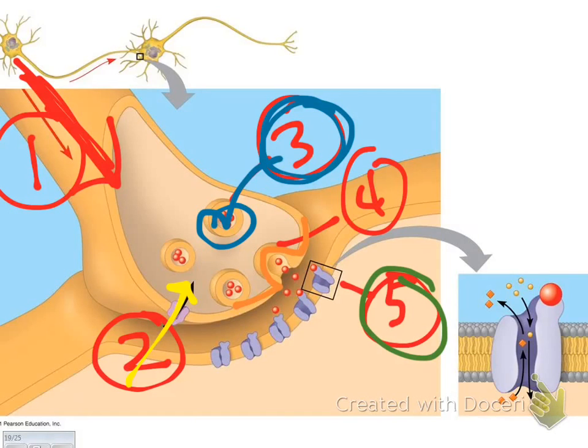Okay, somebody tell me what's going on at 5. Neurotransmitter binds to the receptor protein, opens the gate, and the next neuron is depolarized or sodium comes in. Do y'all see everything? This is tough stuff. I know it's a lot to learn. Do you see it all?